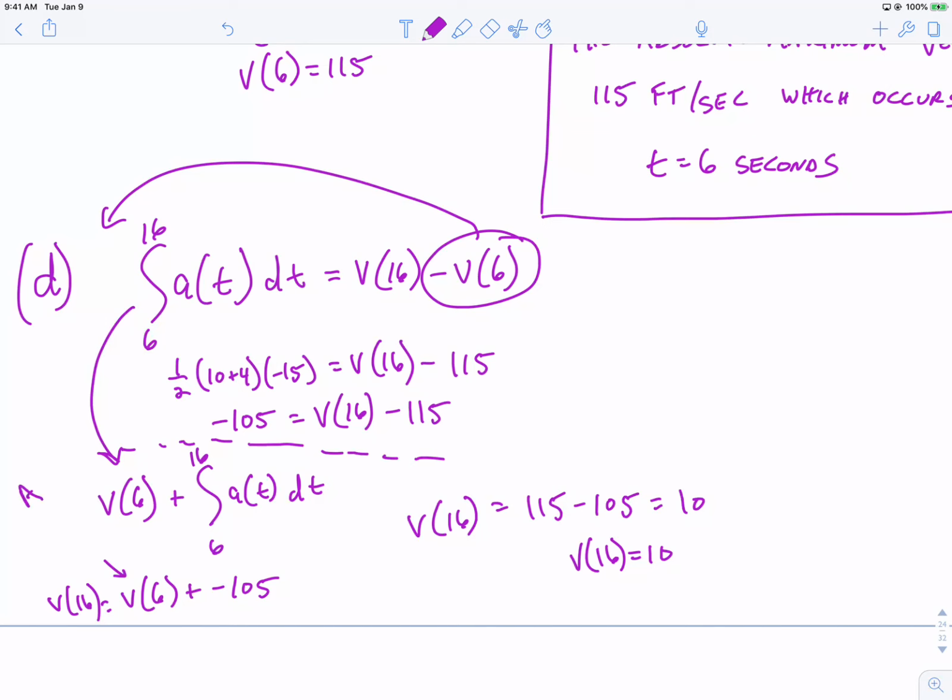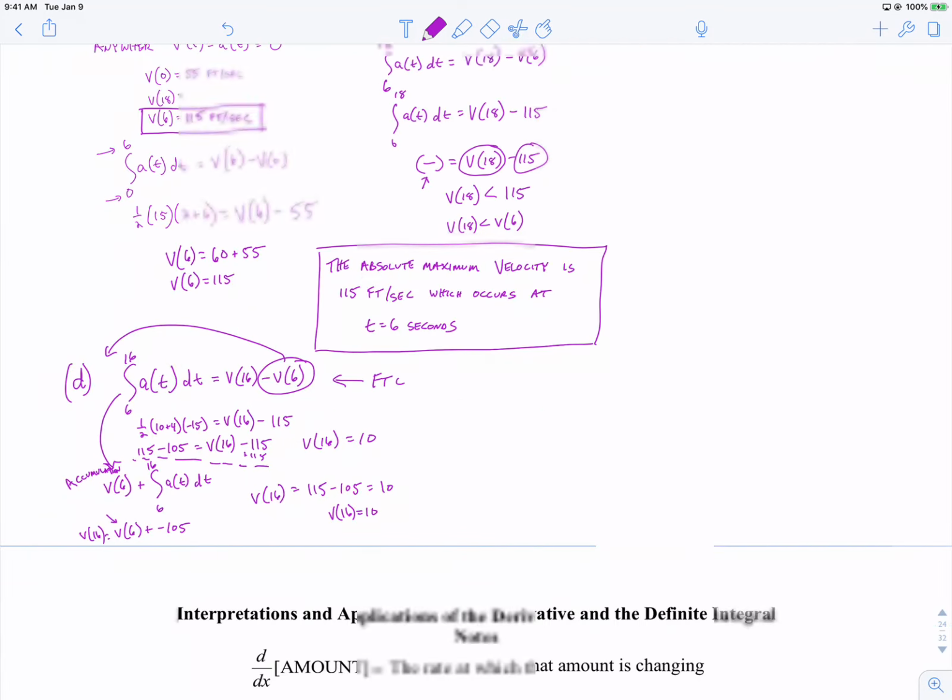This is what we start to talk about when we say accumulation, thinking of the integral as an accumulation function. Here we're still just using the fundamental theorem of calculus and then solving to find v of 16. So in here we would add 115 to both sides, and we're still at v of 16 equals 10. And that's going to be the lowest our velocity gets to, which we said before. So it could never equal 0.